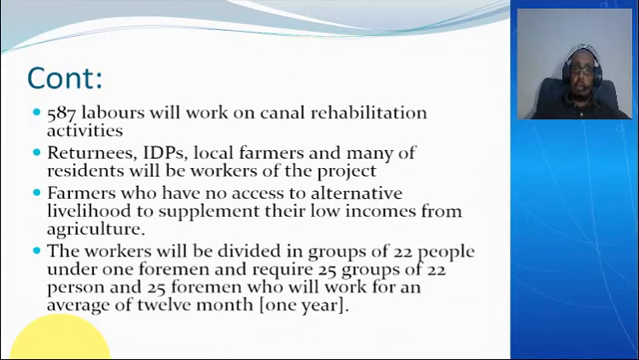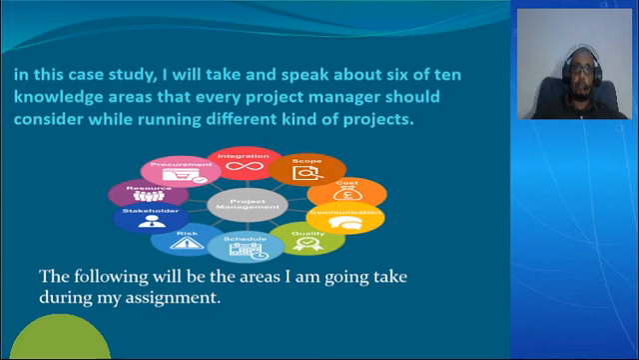587 laborers will work on the canal rehabilitation activities. Returnees, IDPs, local farmers, and many residents will be workers of the project, farmers who have no access to alternative livelihood to supplement their low income from agriculture. The workers will be divided into groups of 22 people under one foreman, requiring 25 groups of 22 persons and 25 foremen, who will work for an average of 12 months, or 1 year.